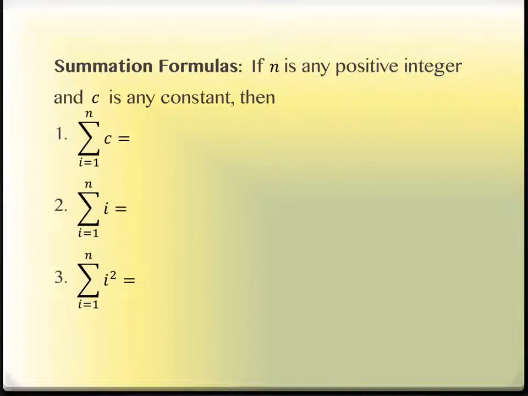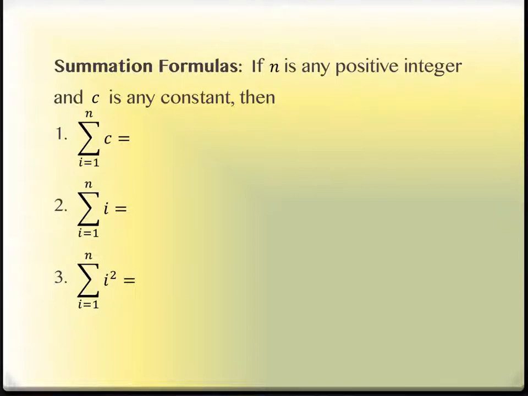Well, there are actually several formulas that allow us to shortcut the process. These are called summation formulas. Some of them have names. The first 3 have names. The first one, we can actually talk about where it comes from. The first one is a constant. So what happens if you add a constant together n times?